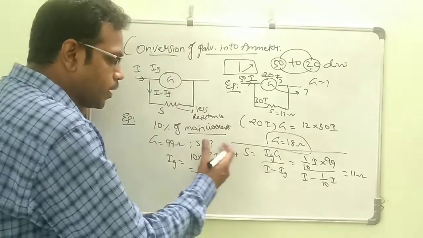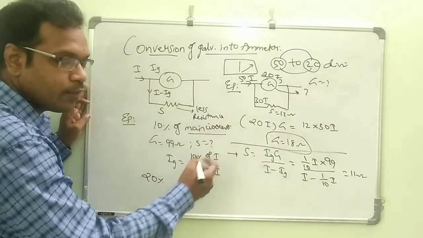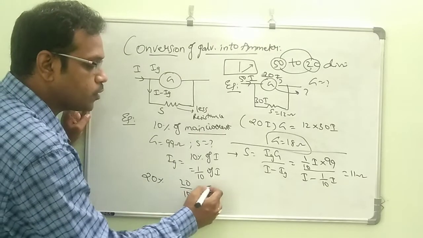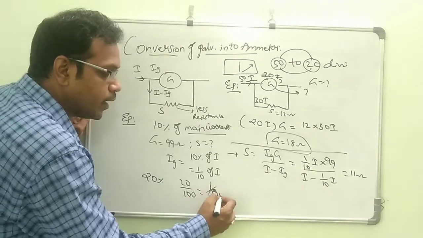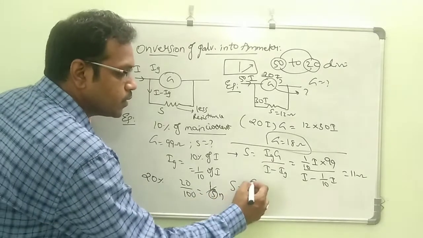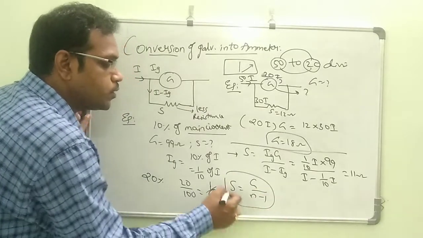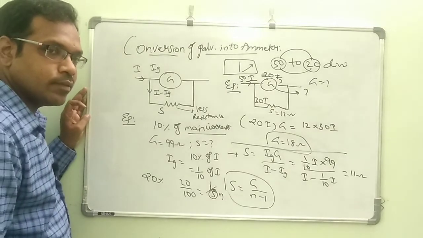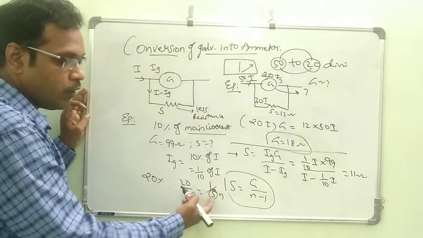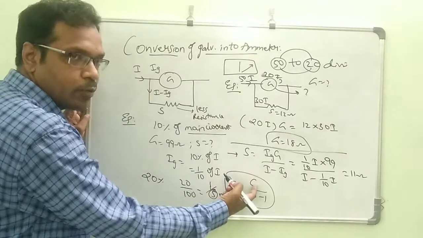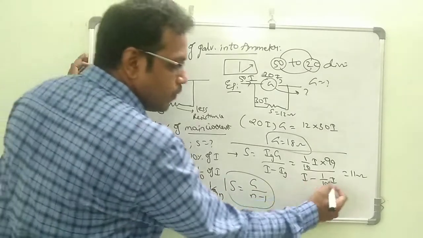11 ohms. If you want, sometimes they give 20 percent of the main current. For that we need to use 20 by 100, that is 1 by 5. So 1 by 5, now you can take this as n. If you want to find S, it is G by (n minus 1). What is the formula here? Shortcut formula: S is equal to G by (n minus 1). When they give 20 percent, that is 20 by 100, so 1 by 5. n is nothing but 5. So G is given, G by (5 minus 1), G by 4.